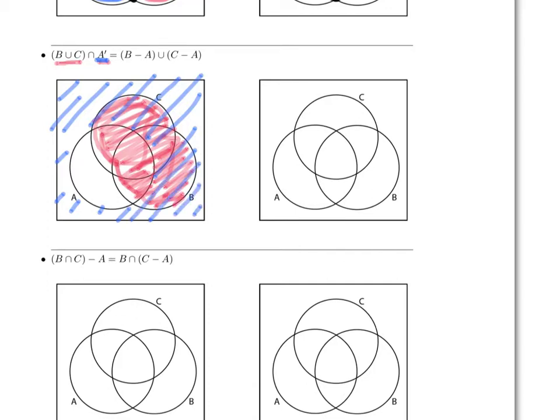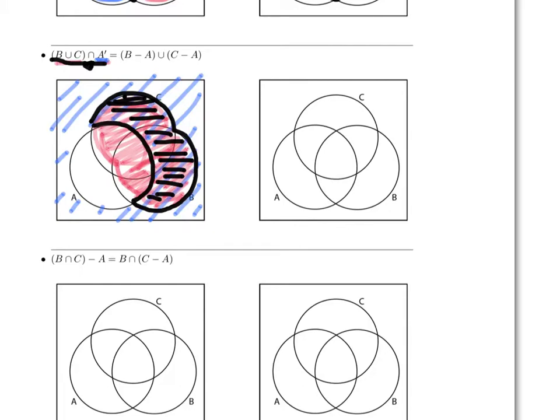And since we have an intersection sign here, that means that we want the stuff that's shaded both blue and red. So that'll be everything inside of this sort of bizarro looking shape. So the black stuff here is the stuff that's shaded to illustrate B union C intersect A prime.